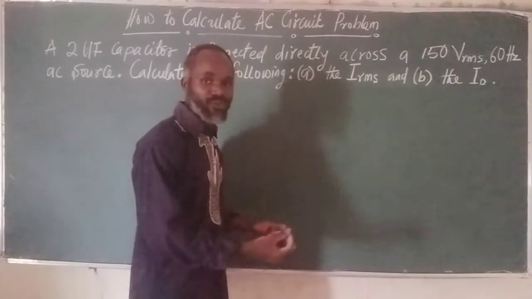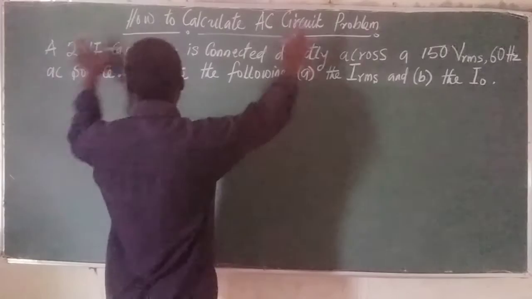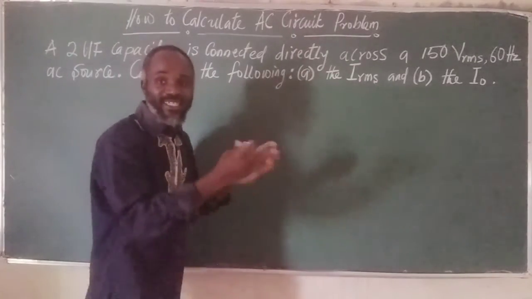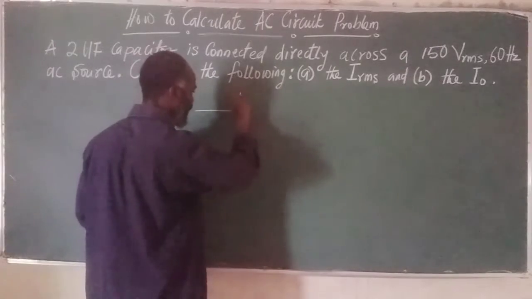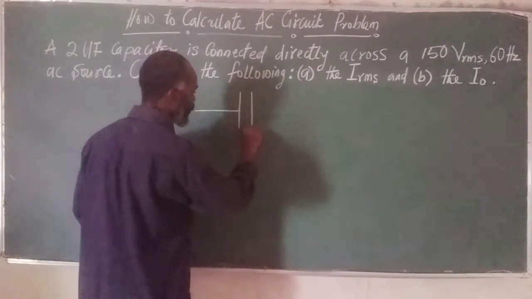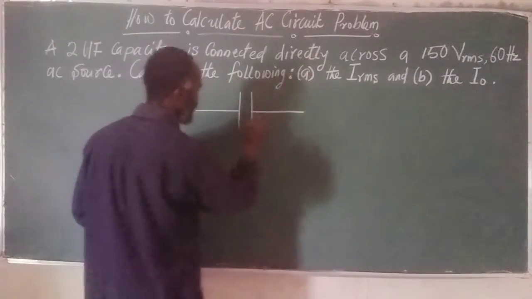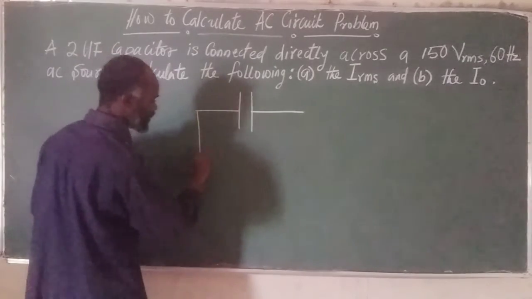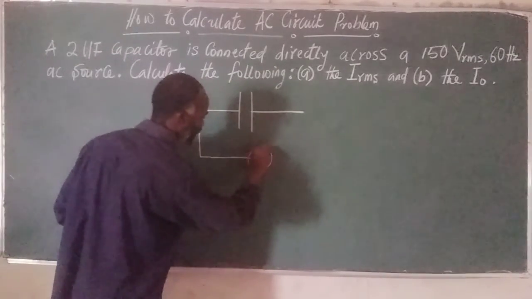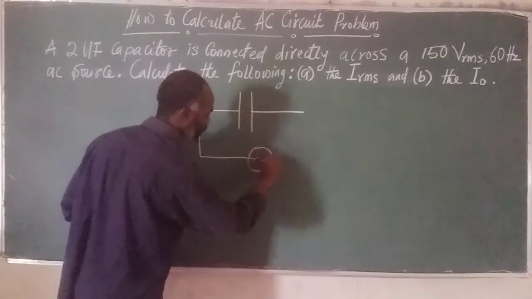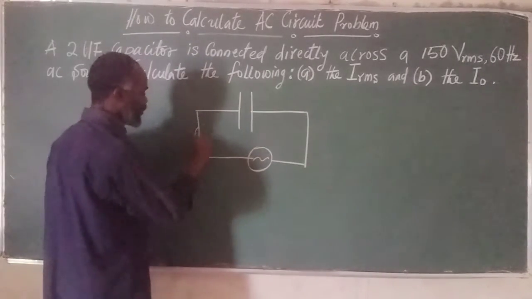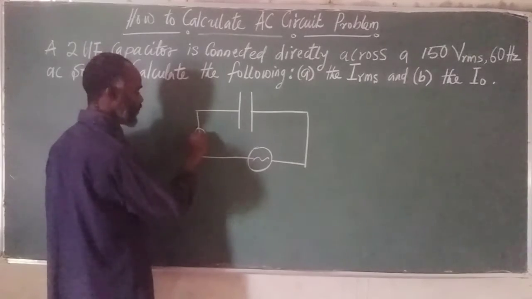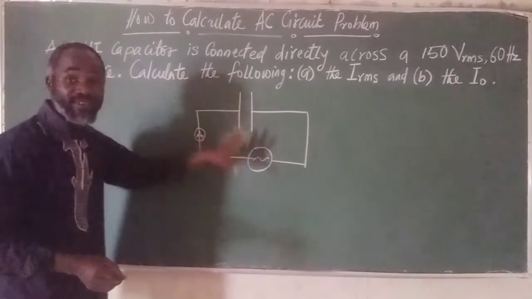But we cannot just do that. We need to represent this whole statement in a diagram, and that goes this way. The diagram contains a capacitor offering some amount of capacitive reactance. This is the AC source. You can see the symbol here, and then we close it here. We can put the ammeter measuring the current flowing in the system.